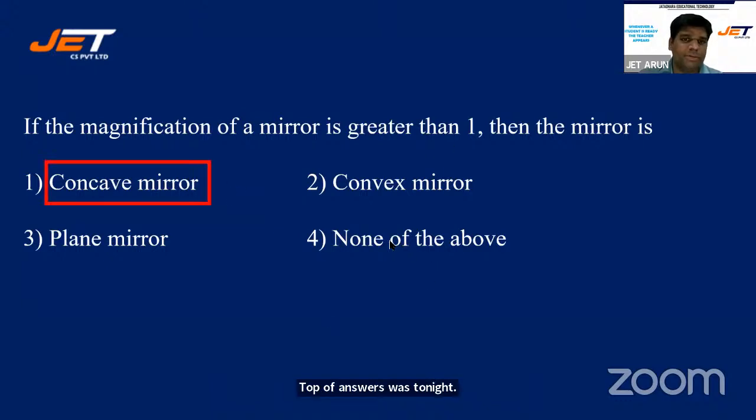All right, let's look at the key. It's concave mirror. Only in a concave mirror do we get magnification greater than 1. When the object is between pole and focus, you get a magnified virtual image. That's one case. And we also have it when it is between focus and center of curvature as well. You get a real inverted magnified image.